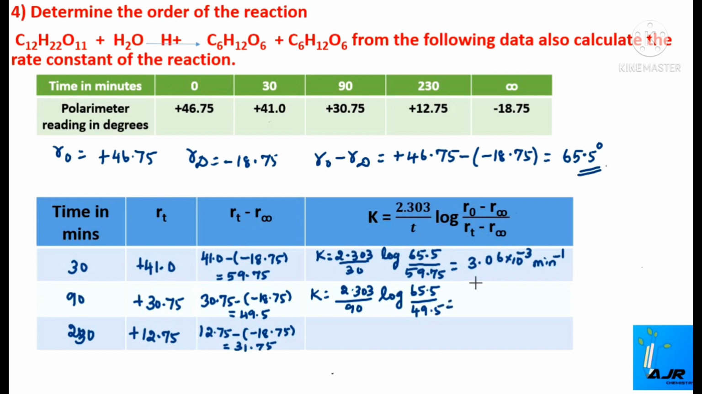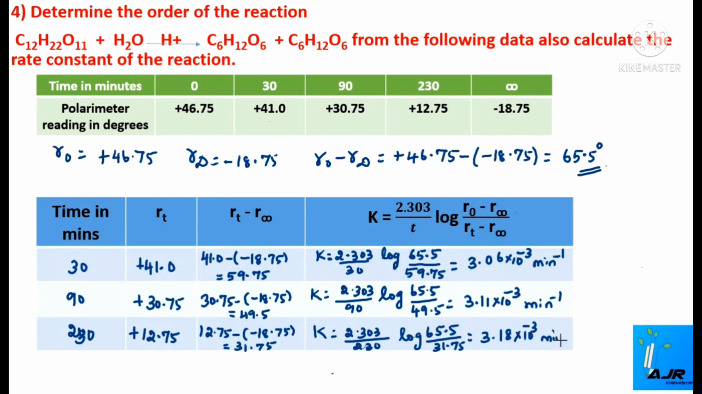Okay, so the answer is 49.5. The rate constant is 3.11 × 10^-3 min^-1. The next value is k = 2.303/230 log 65.5/31.75. After simplifying, you'll get 3.18 × 10^-3 min^-1.